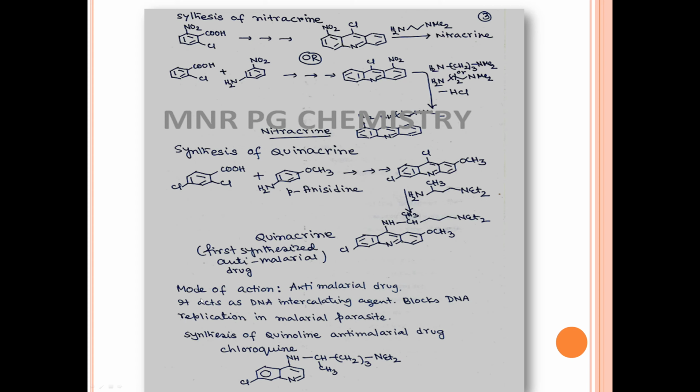Now let us see what the mode of action is. Anti-malarial drugs, as we already know, are flat molecules and act as DNA intercalating agents and block DNA replication. It means it makes the DNA deformed. So it blocks the replication, meaning the multiplication, of the malarial parasite.